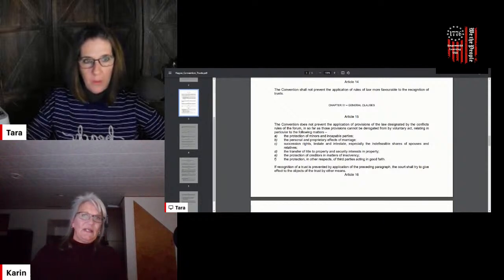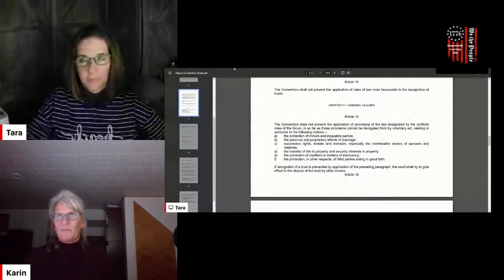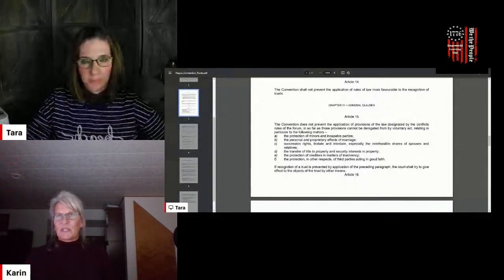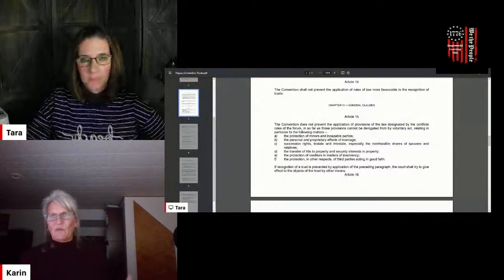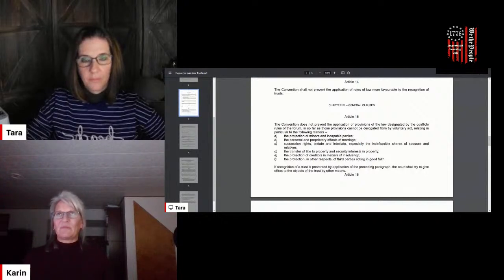The protection in other respects of third parties acting in good faith. Okay, so my job as trustee is to do no harm. That's it. My job as trustee is to see that whatever the beneficiary needs, the beneficiary gets, within reason, right? So when I say within reason, I really mean the prudent person test. We hear the term, but what does it really mean?